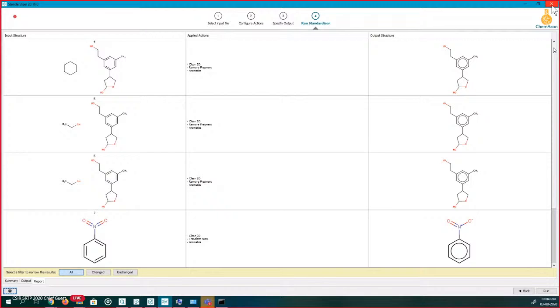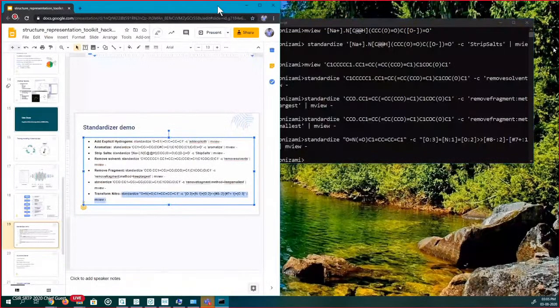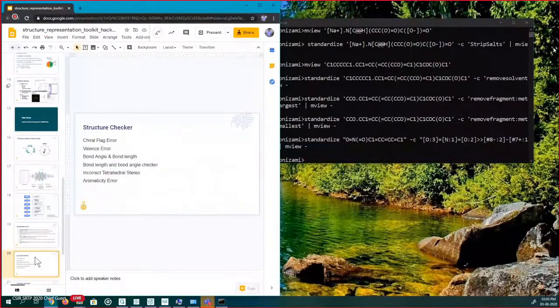Okay, so that's what I wanted to show you about standardizer. Let's go ahead, and now I will show you a different way to perform the structure checkers. For this, I will not use the command line now. I will directly show you the structure checker GUI, but make sure you also try it on your own with the command line, because that's a very good way to learn things, especially these backend toolkits.